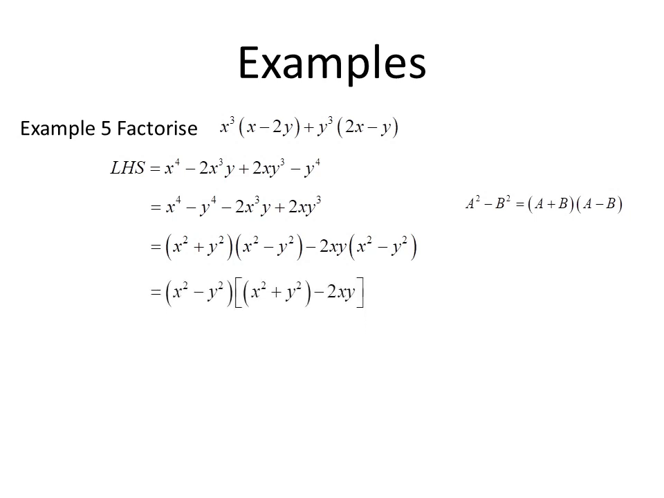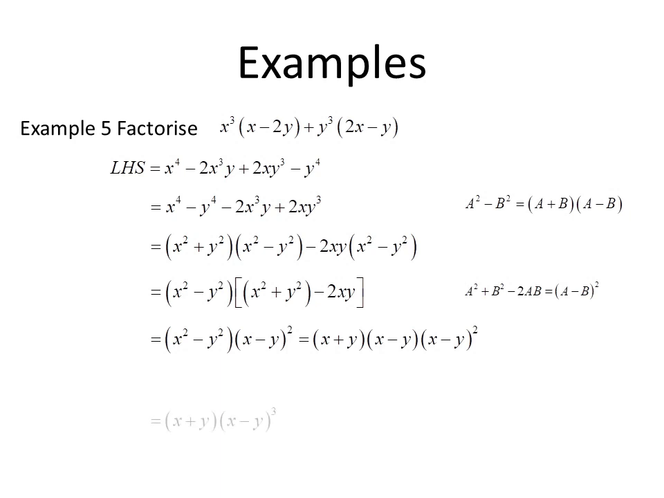Now, the remaining terms in both groups are the same, and they can be regarded as a common factor of both groups. After taking out the common factor of x squared minus y squared, the remaining three terms in a square bracket just form a complete square. So we proceed to finish the factorization as shown here.